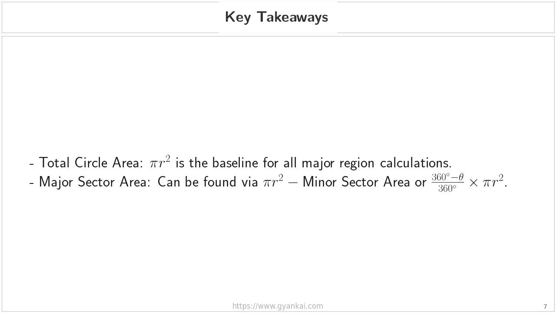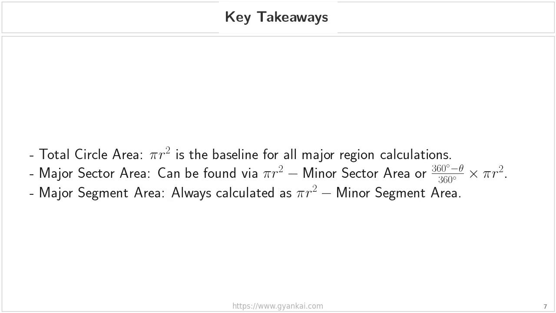Second, regarding the area of a major sector, you have two reliable paths. You can either use the subtraction method, which is the total area of the circle minus the area of the minor sector, or you can use the direct formula. For the direct method, you use the reflex angle, which is 360 degrees minus theta, all over 360 degrees, multiplied by pi times the radius squared.